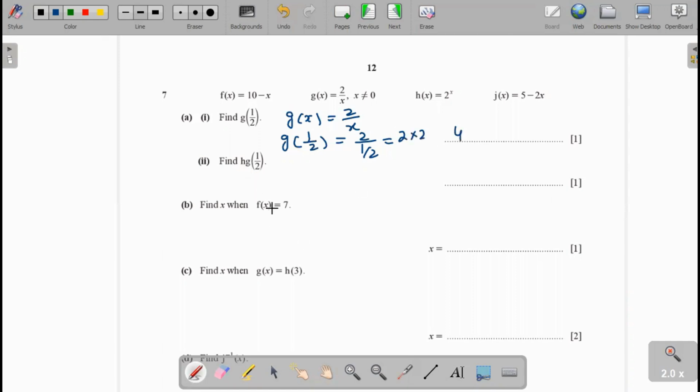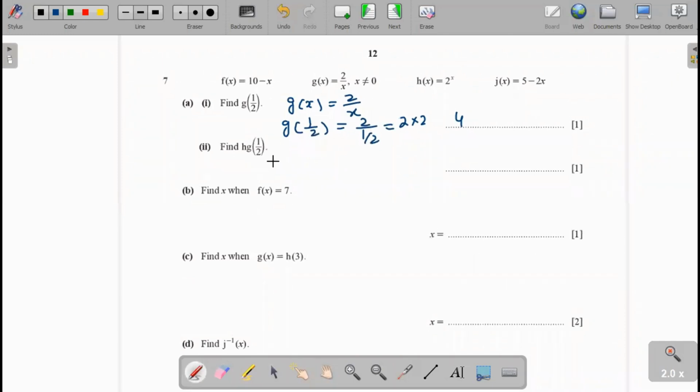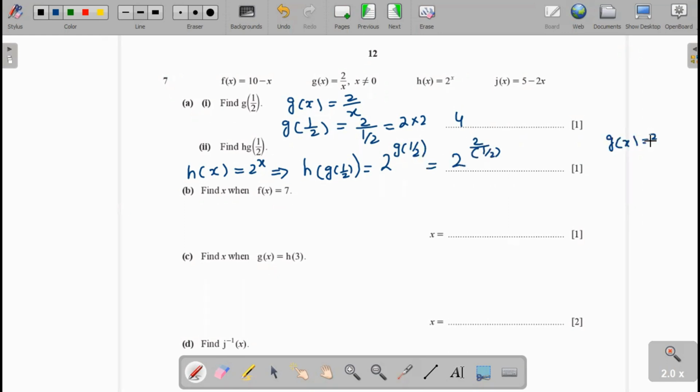Next is hg of 1 over 2. Now we see that h of x equals 2 power x, and that can be written as h of g of 1 over 2, which is equal to 2 power g of 1 over 2. You see here this value we already found is 4. Now we can write it as 2 power 4. Now that value becomes 2 power 4, which is 16. 16 is the answer.